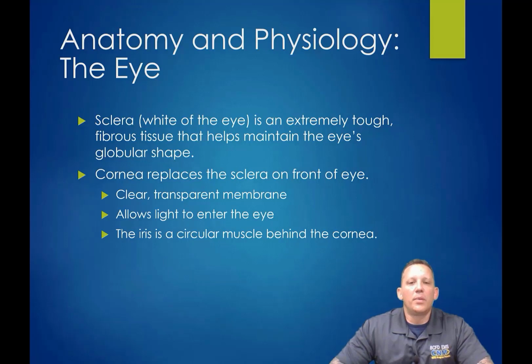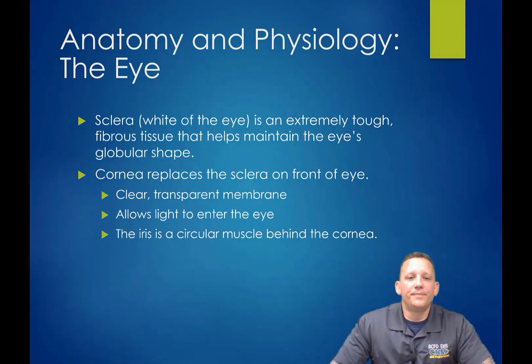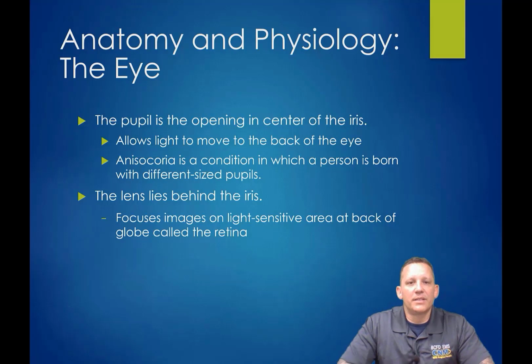The cornea replaces the sclera on the front of the eye. It's clear, transparent. It allows the light to enter the eye. The iris is the circular muscle behind the cornea. The pupil is the opening at the center of the iris. This allows light to move to the back of the eye.